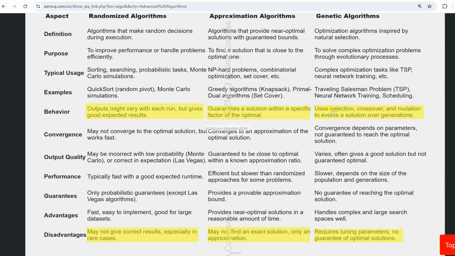And finally, I finish with the guarantees. For the randomized algorithm, there are only probabilistic guarantees. For the Monte Carlo, of course, and Las Vegas algorithms have a guarantee of correctness. Approximation algorithms provide a provable approximation bound on the quality of the solution. Again, there is no guarantee, none whatsoever, for genetic algorithms.